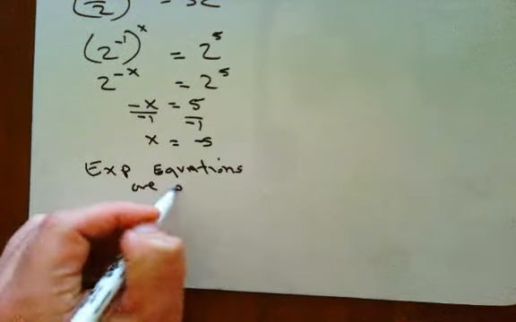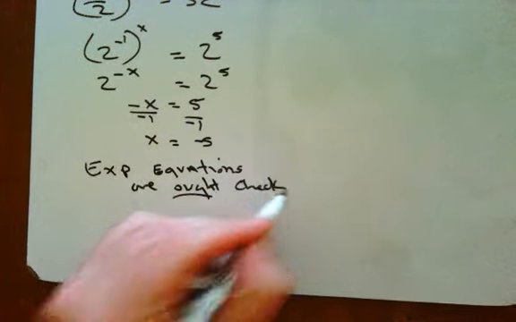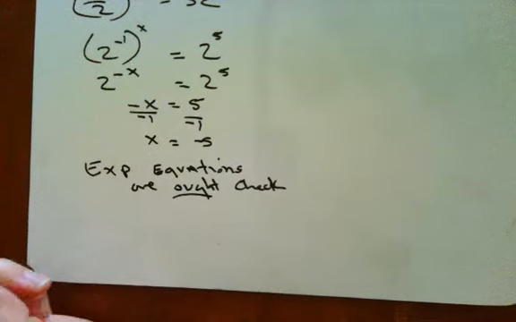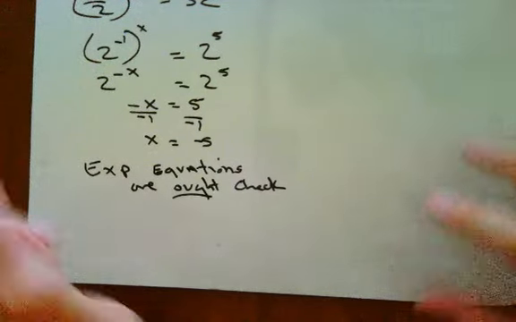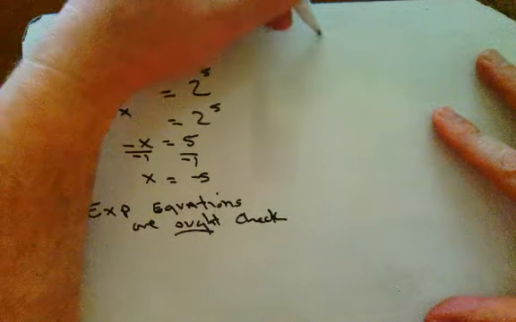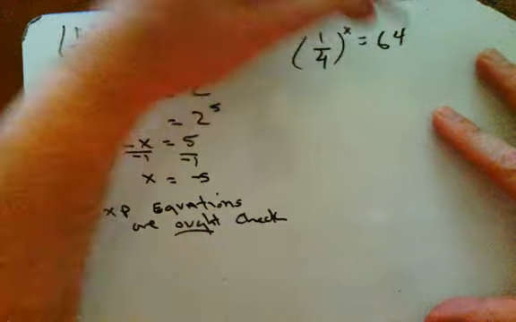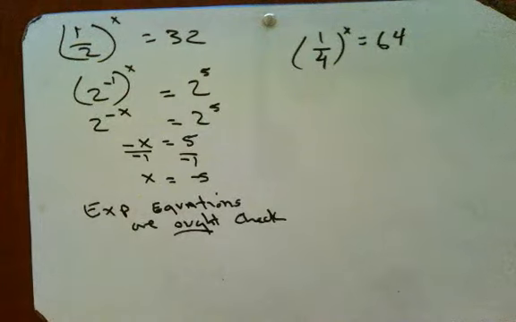Exponential equations ought to be checked. You don't have to check these like you do log equations. Okay? So will you do this problem? Will you do 1/4 to the x equals 64?